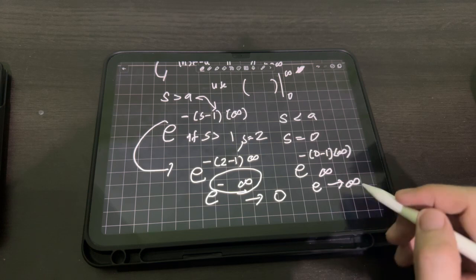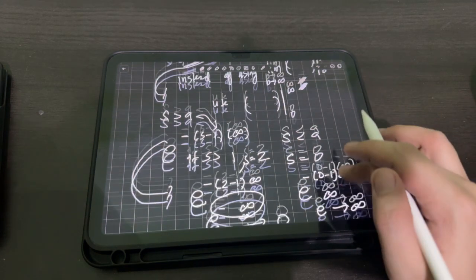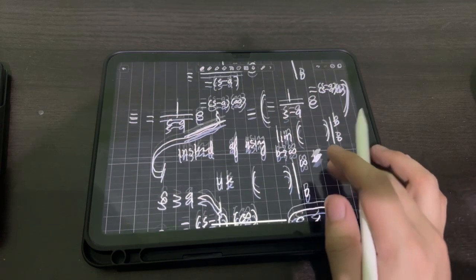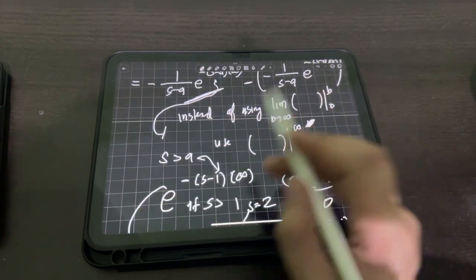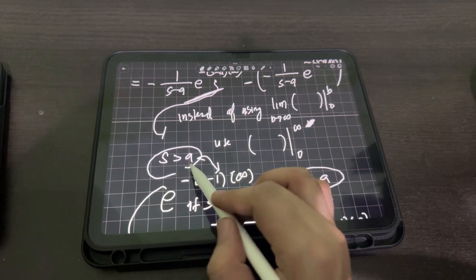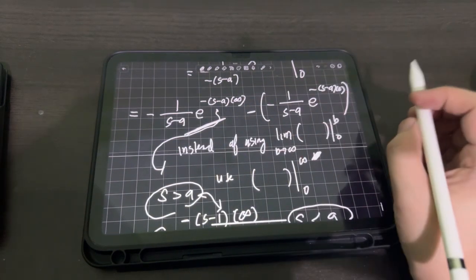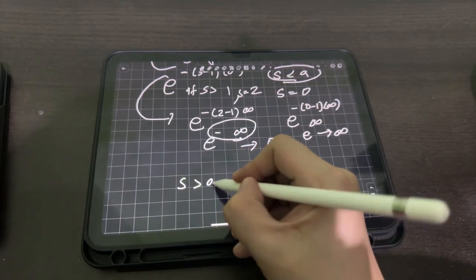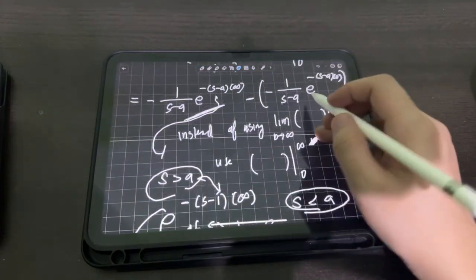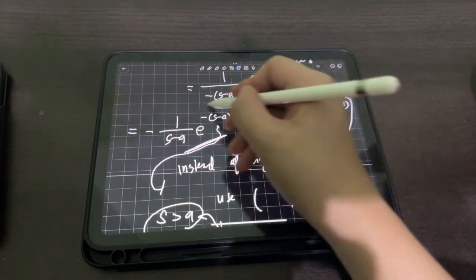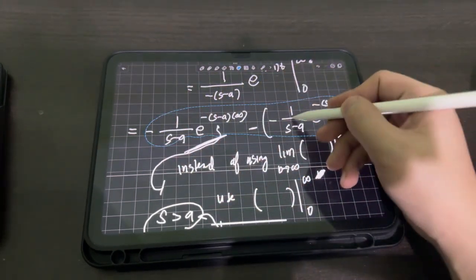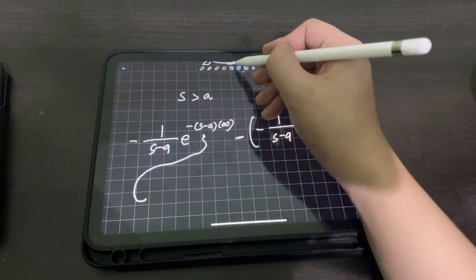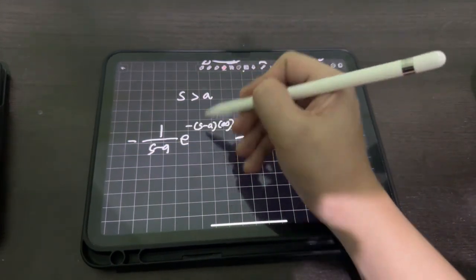It's approaching positive infinity. So therefore, we must not allow s to be less than a because the limit will diverge. But instead, we should use s greater than a for this limit to converge to 0. So applying that restriction for s to be greater than a, therefore, let's copy, the value of this limit will be 0 for the first term.